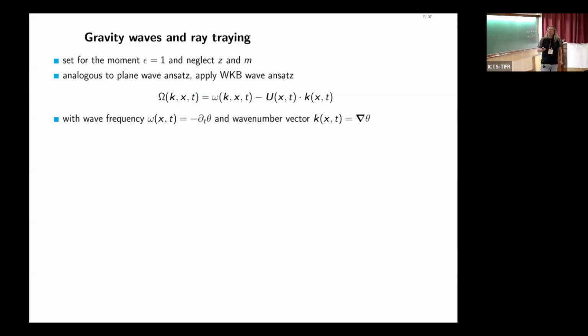And you can explain this with ray tracing, maybe. Who knows about ray tracing? A few. Who does not know about ray tracing? Who has no idea what ray tracing is? So few. So let me explain this to you a little bit. It's very related to this ansatz with slowly varying amplitudes and wave numbers and so on.